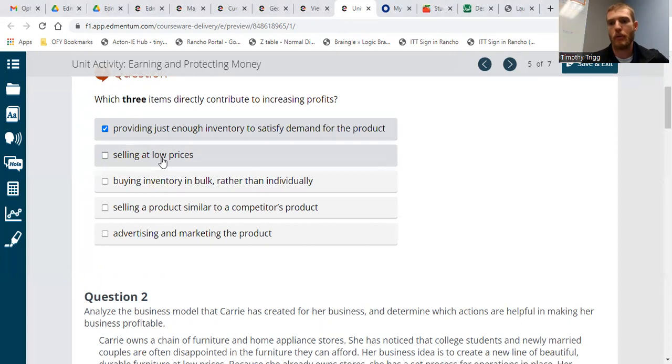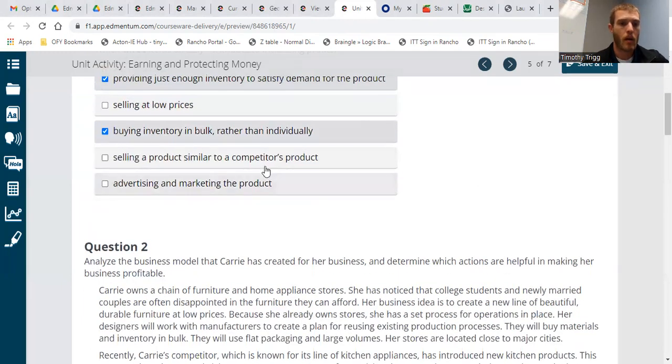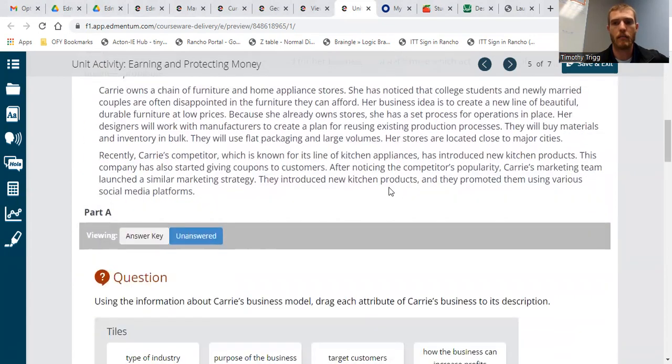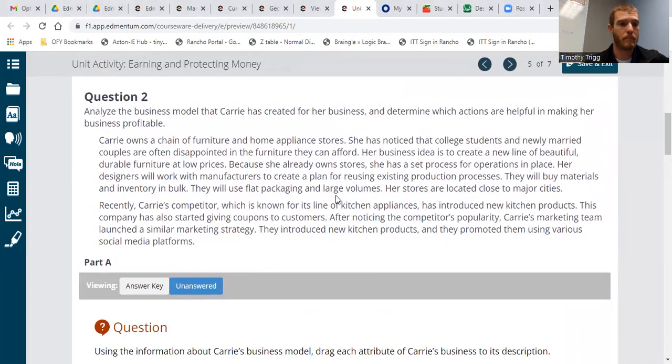Selling at low prices: no, this will not increase your profit. That'll decrease your profit. Buying inventory in bulk rather than individually: yes. If you buy your inventory in bulk, you usually get a discount. Selling a product similar to a competitor's product: no, you don't want a product similar to someone else's because then they can compete with you. You want a product that's different than everyone else's. Advertising and marketing: yes. If you successfully advertise and market, that'll help you make a profit. Hopefully that makes sense.